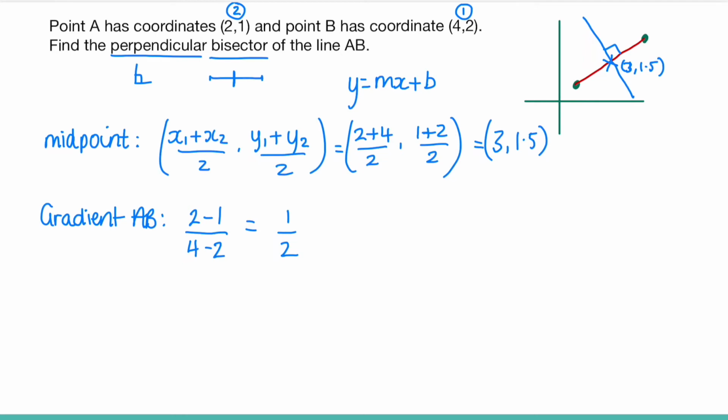So the original line, the red line, had a gradient of 1/2, and therefore the perpendicular to this, which is at 90 degrees, has the gradient -2. There's a video on looking at the perpendicular gradients if you're not sure about that. It's a negative reciprocal, so it would be -2.